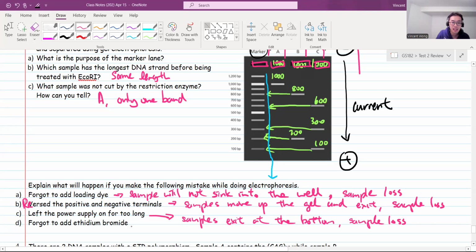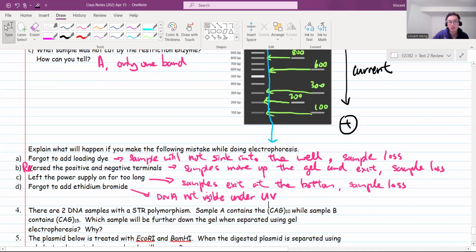Forgot to add ethidium bromide, then DNA not visible under UV. Right? The ethidium bromide makes the DNA visible when you shine UV light at them. Gives us a way to see it.